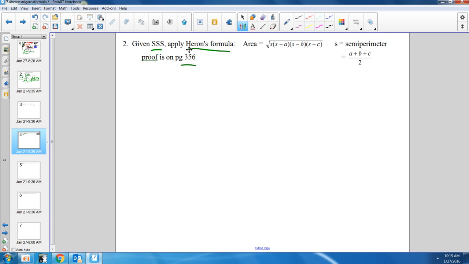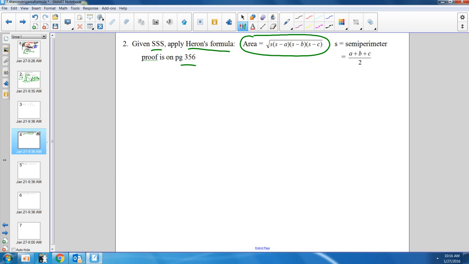The area says that it's going to be equal to the square root of the semi-perimeter s. Semi-perimeter is equal to half of the perimeter. So the perimeter of a triangle is you just add up all the sides. The semi-perimeter is add up all the sides and divide by 2. So all you're doing is finding the semi-perimeter and saying that's what my s is, and then you're just going to subtract a, b, and c off of that s and multiply those together.